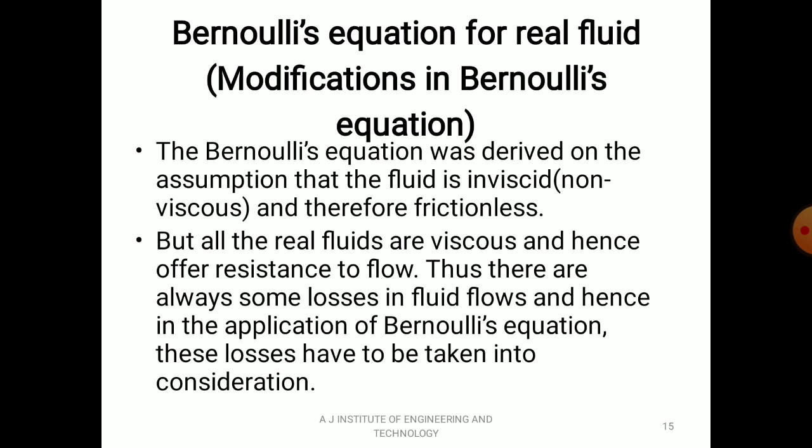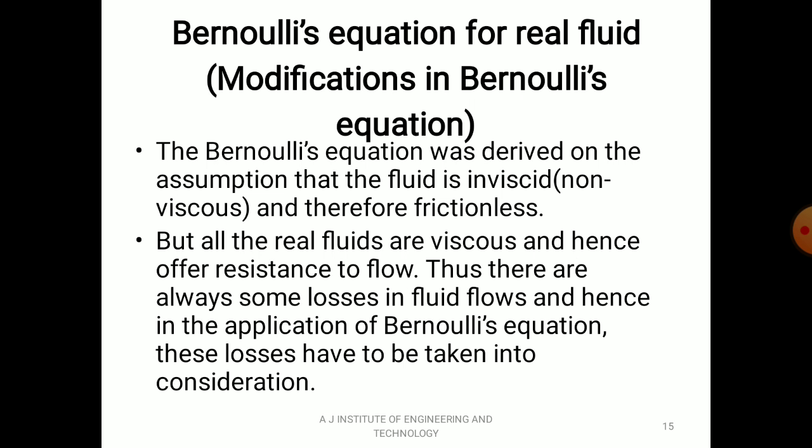Then Bernoulli's equation for real fluid, or it is called the modification in Bernoulli's equation. So Bernoulli's equation was derived on the assumption that the fluid is inviscid, that is non-viscous and therefore frictionless. So we assume the fluid is non-viscous or inviscid, that means the fluid has no viscosity, 0 viscosity. It is not going to offer resistance to flow of fluid. Because of that, there is no friction. So it is not the case here. For real fluid, there is a viscosity, and because of the viscosity, we are going to get friction factor. All the real fluids are viscous and hence offer resistance to flow. So there is a resistance to flow of fluid because of viscosity.